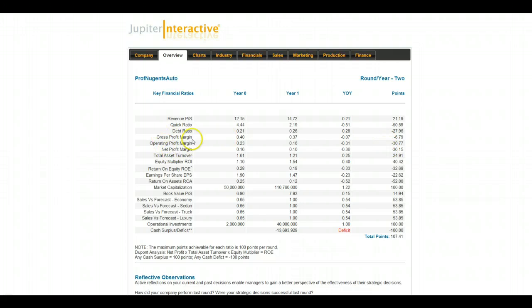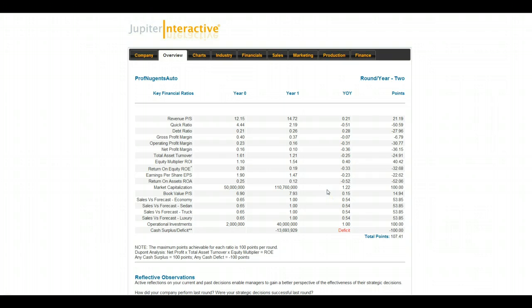Now, having less profits is going to translate into lower total asset turnover, equity multiplier, return on equity, earnings per share, and return on assets. So I lost points in all those. Although I was able to increase the market capitalization of my company.